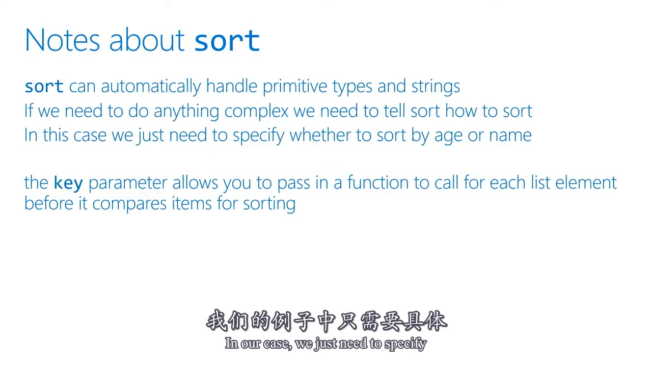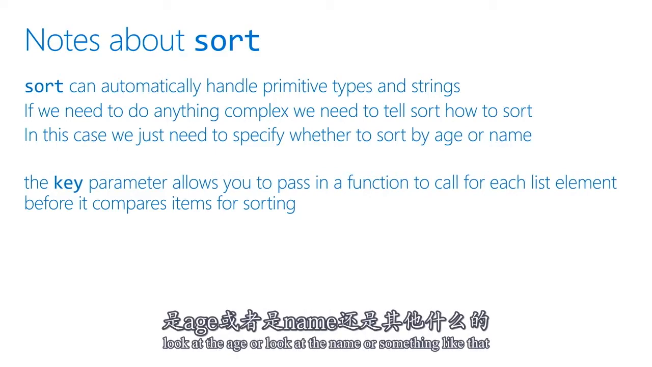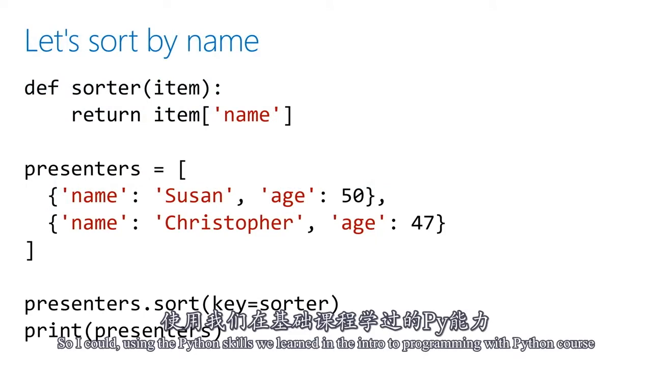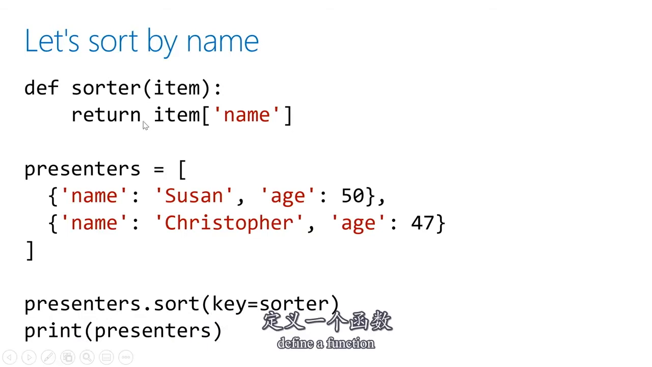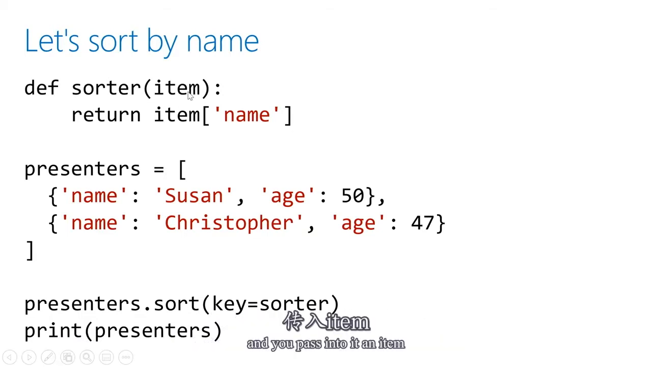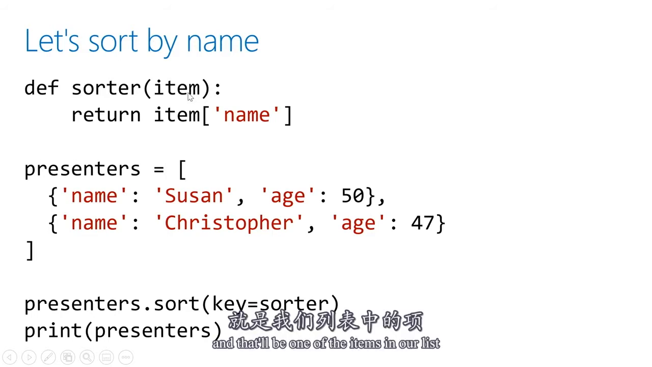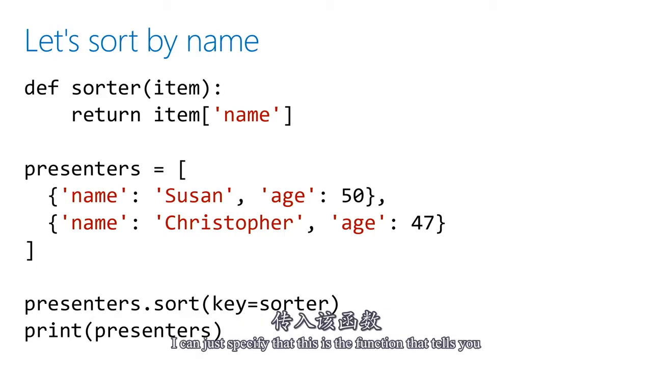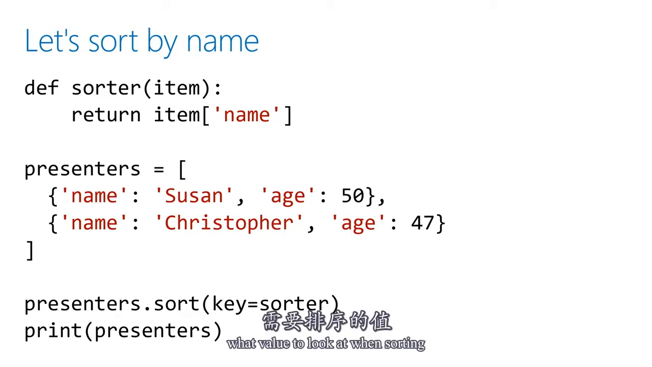In our case, we just need to specify, look at the age or look at the name or something like that. So I could, using the Python skills we learned in the Intro to Programming with Python course, define a function. In this case, I've got a function called sorter. You pass into it an item, and that'll be one of the items in our list, and it will return the item name. So if I want to sort by name, I can just specify that this is the function that tells you what value to look at when sorting.